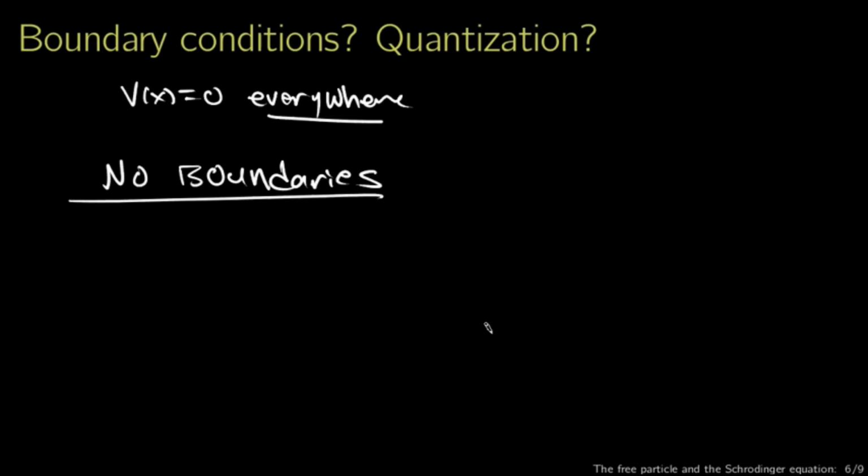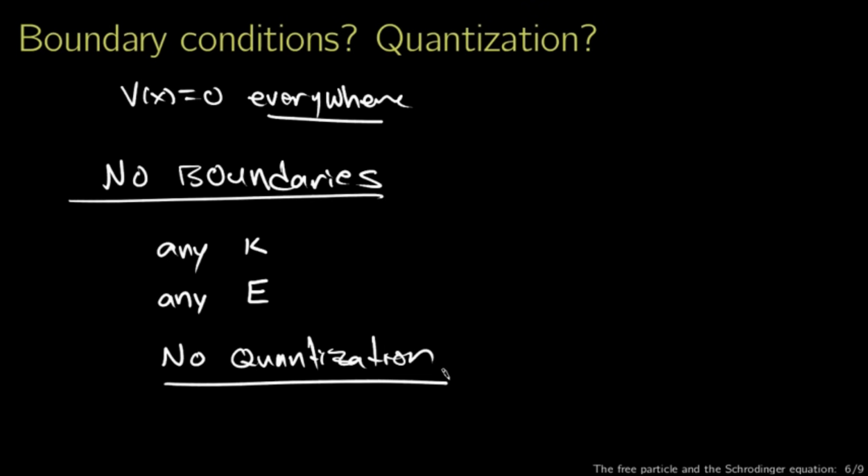The fact that we have no boundaries means that we can have any value of that constant k, which means we can have any value of the energy, E. So we have no quantization here. That's a problem.